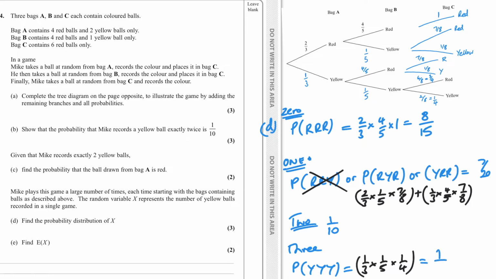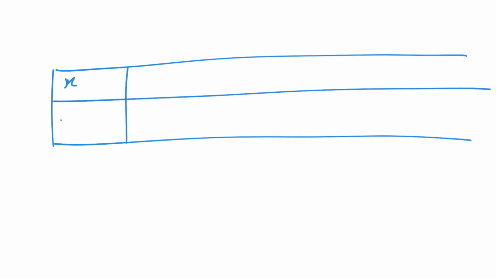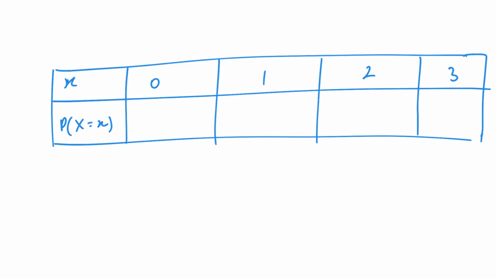And that'll give me 1/60. Now what I want to do is set this out in a nice table. So in my table, very, very simple. I want to start off with my x values and then my probability. So we had 0, 1, 2, or 3. And then it's just the values that we had. So 8/15, 7/20, 1/10, and 1/60.